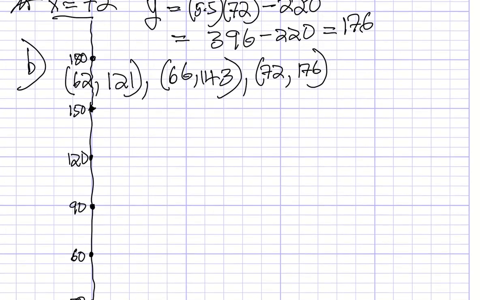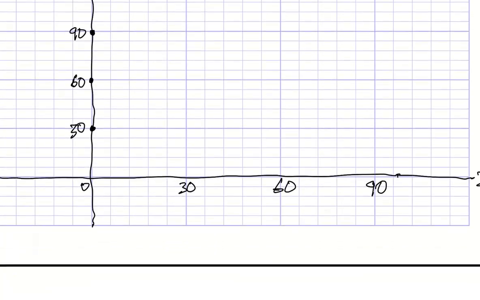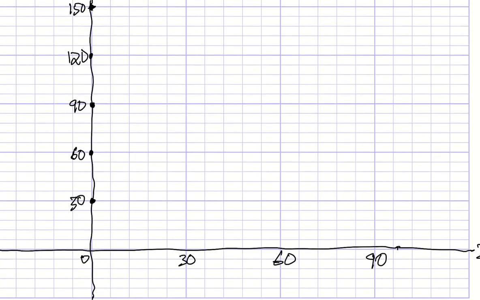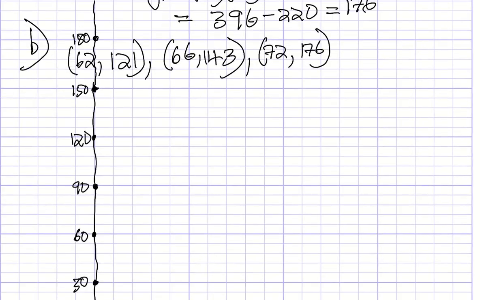So let's use a red ink to draw this. What is the first one? X equals 62, Y equals 121. So each point here, 1, 2, 3, 4, 5. Each point is 30 divided by 5. Yeah, it's 6.